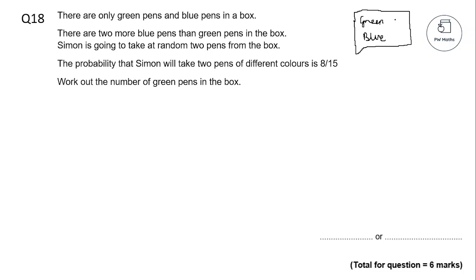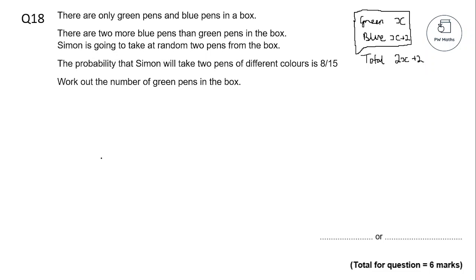There are two more blue pens than green pens. I don't know how many green pens there are, so I'll call that x. So the blue pens will be x plus 2. And I do like to write the fact that in total there will be 2x plus 2 in the box. Simon is going to take at random 2 pens from the box. The probability the 2 pens he takes are of different colours is 8 over 15.